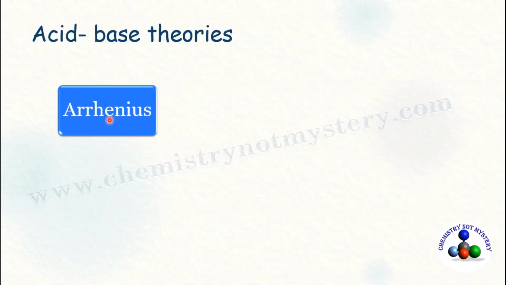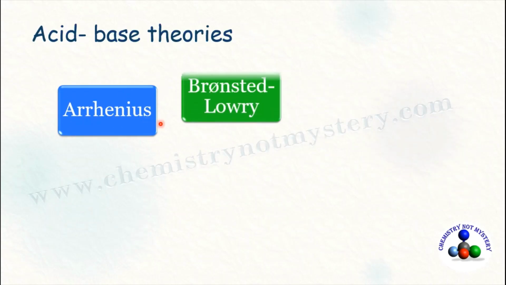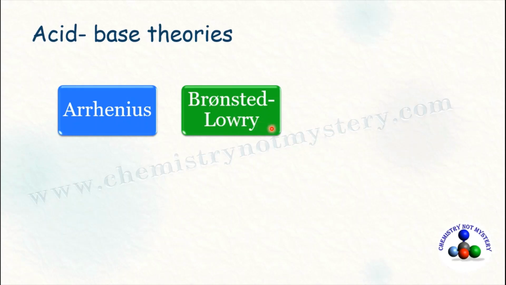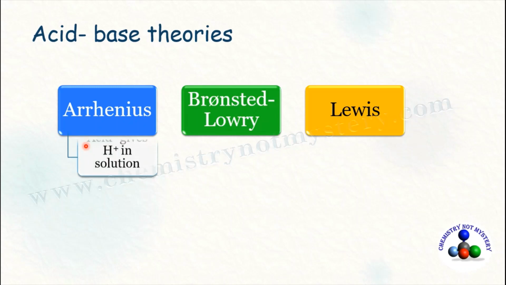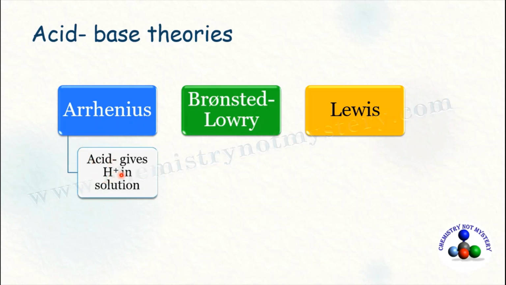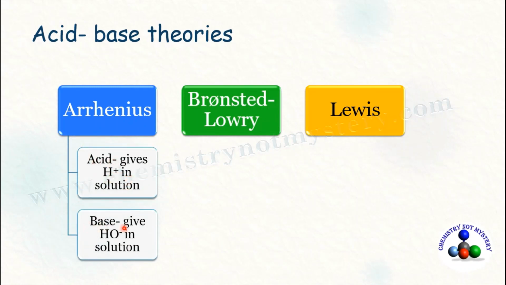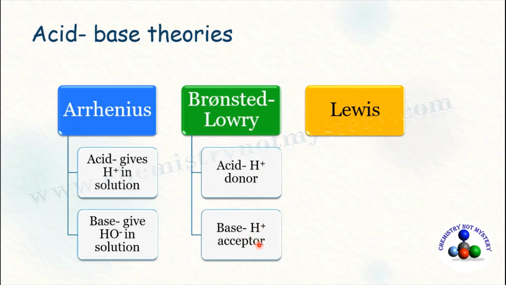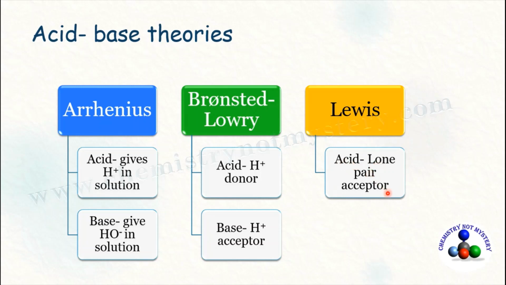So let's summarize all these theories. First theory was Arrhenius theory, second is Bronsted Lowry acid-base theory, and third theory was Lewis theory. According to Arrhenius theory, an acid gives H plus ion in solution and a base gives OH negative ion in solution. According to Bronsted Lowry theory, acids are H plus donors, while bases are H plus acceptors. According to Lewis theory, acids are lone pair acceptors, while bases are lone pair donors.